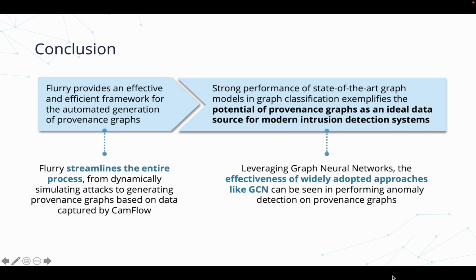And in conclusion, Flurry provides an effective and efficient framework for the automated generation of provenance graphs and streamlines the entire process. From the data generated with Flurry and trained with a graph convolution network, the strong performance of state-of-the-art graph-based models and graph classification exemplifies the potential of provenance graphs as an ideal data source for modern intrusion detection systems.